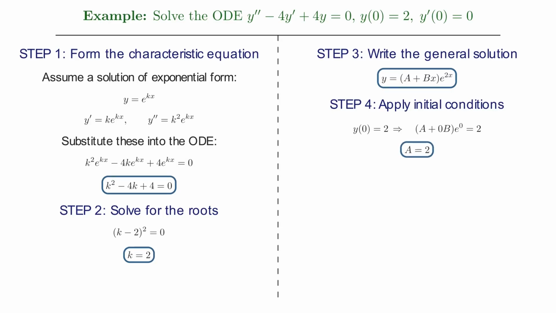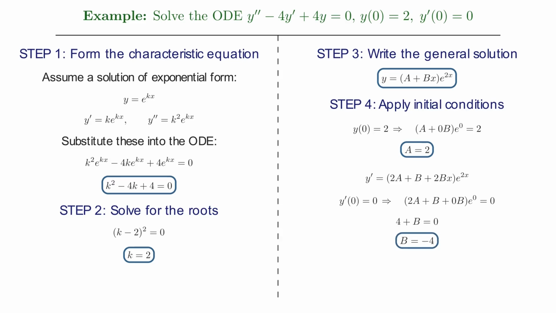Taking the second condition, y'(0) = 0, we have to differentiate our general solution using the product rule. This gives us that y' = (2a + b + 2bx) e^(2x). Replacing the x's with zeros and y' with 0 as well, we get (2a + b + 0b) e^0 = 0. And we know that a is equal to 2. This gives us that 4 + b = 0. Therefore, b = -4.